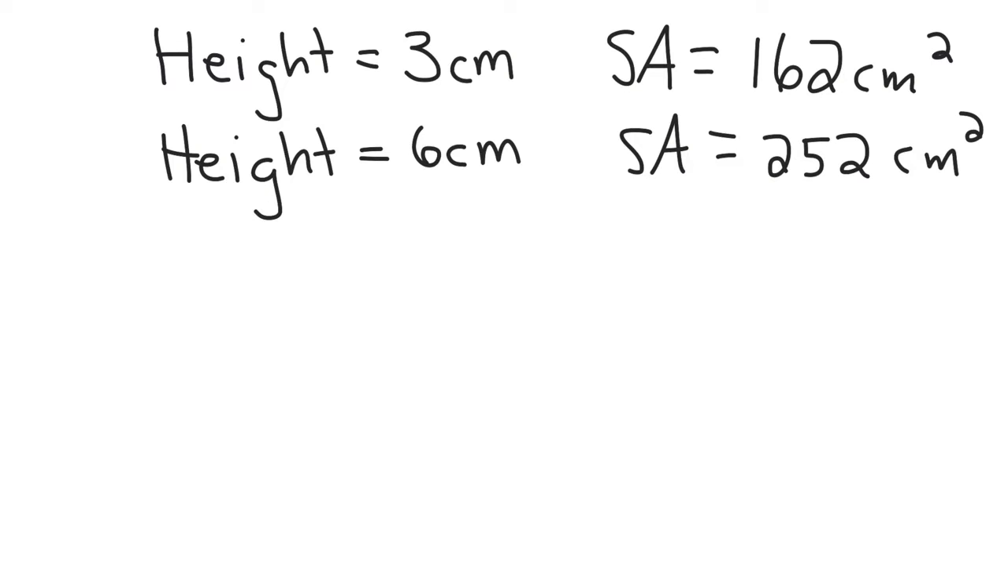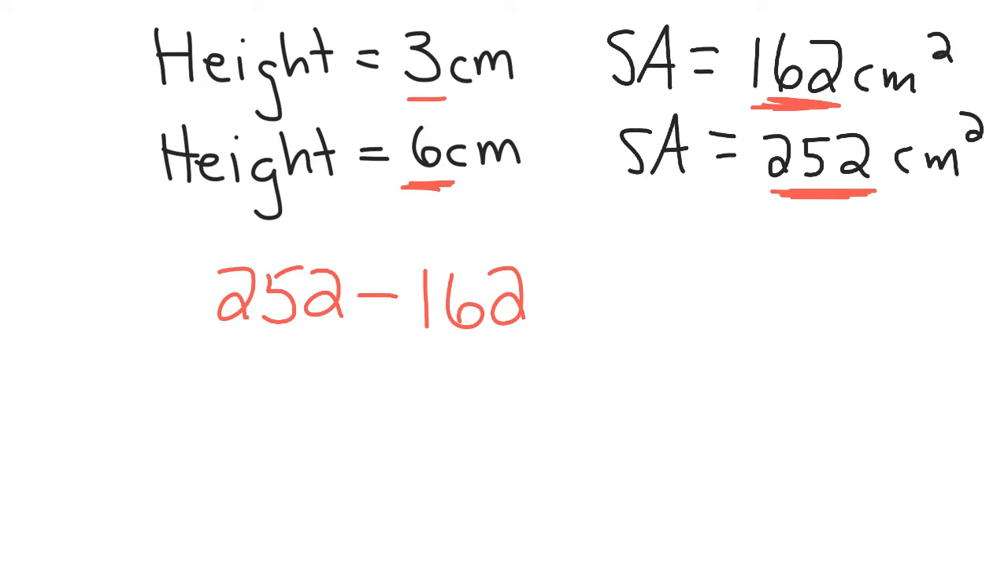So when the height of the prism was 3 centimeters, the surface area was 162 centimeters squared. But when the height doubled to 6 centimeters, the surface area went up to 252 centimeters squared. So to figure out the percent increase, you first have to figure out how much did it increase. So you're going to do 252 minus 162, so that's 90 centimeters squared.